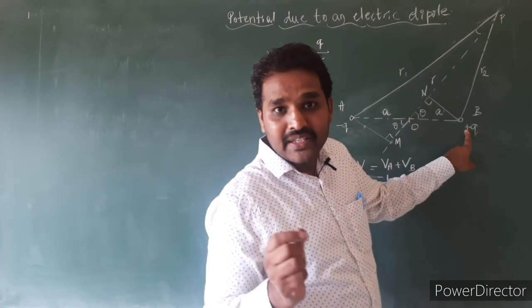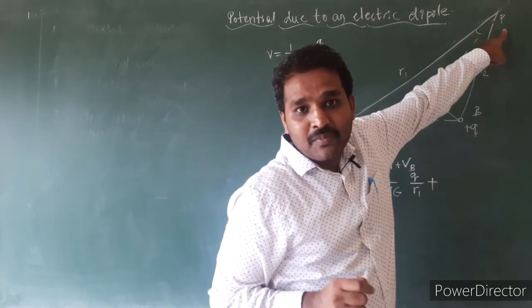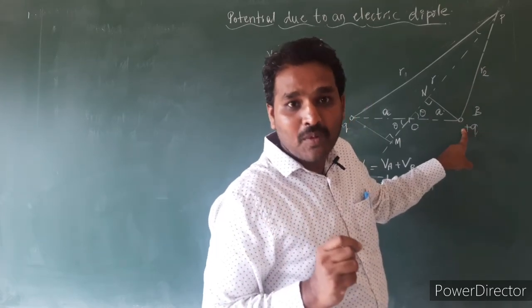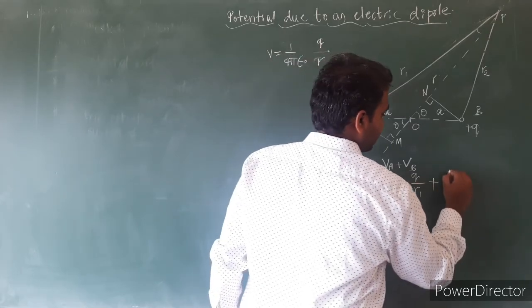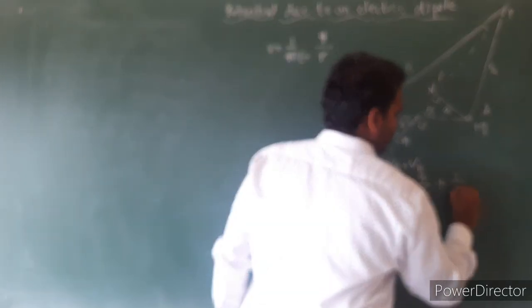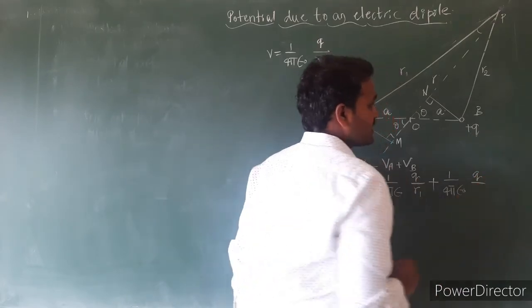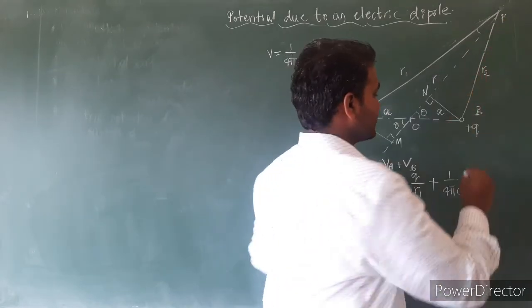At point B I have the positive charge, so the electrostatic potential at point P because of this positive source charge will be positive. So VB will be plus 1 divided by 4 pi epsilon naught into the magnitude of the charge q divided by the distance between the source charge and point P, that is r2.